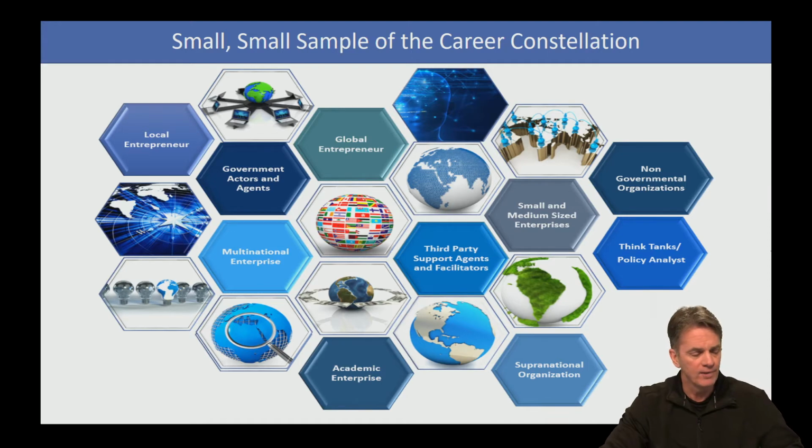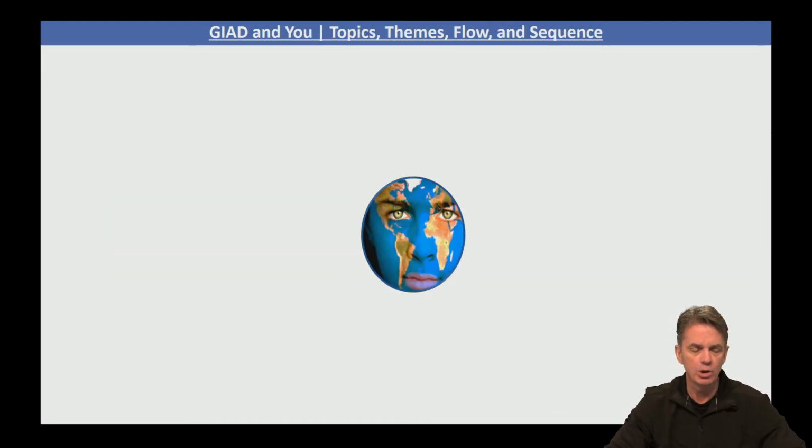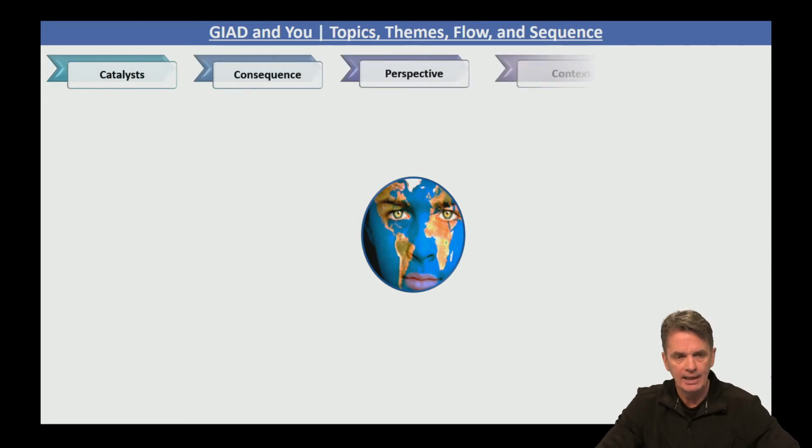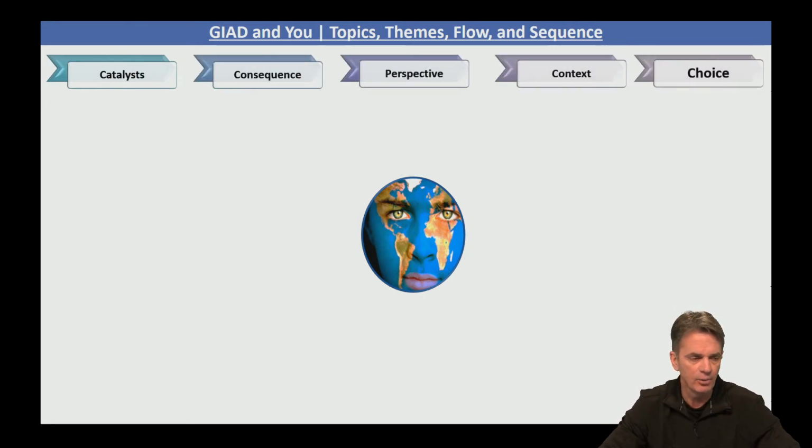How do we do that? Well, we begin with this. This is the chart that maps out the topics and the themes and the flow and the sequence for this course. Again, the critical unit of analysis for this course is the notion of you. And so consequently, what we've chosen to do in this class is to map out the catalysts, the consequences, the perspective, the context, and the choices that regulate your interpretation of your positioning in the global business environment.